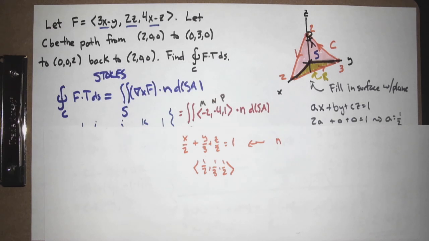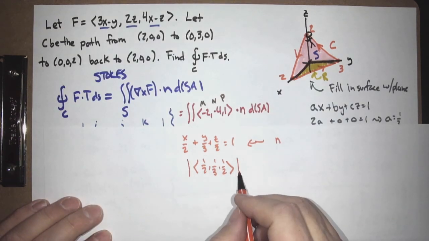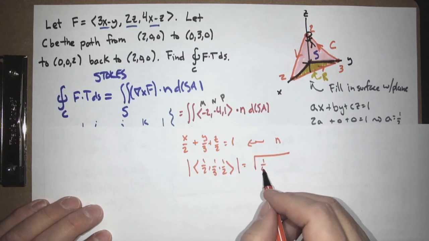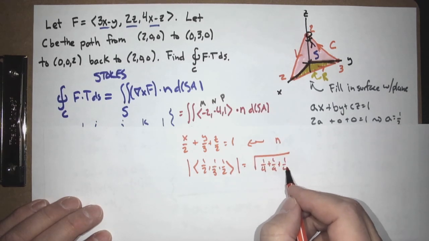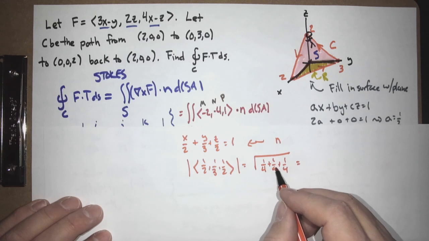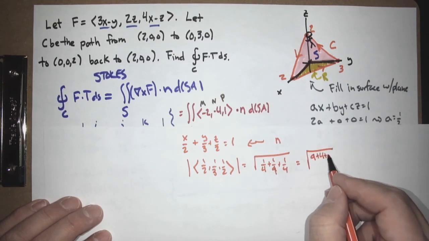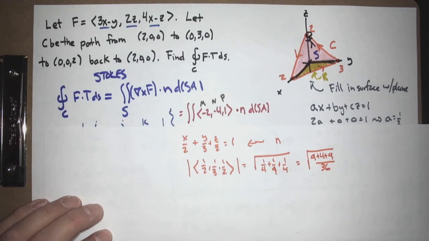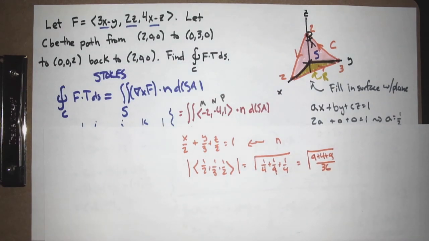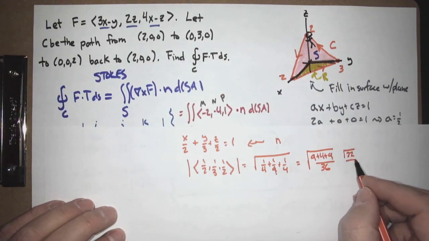So we need to make it length 1. So we need to scale it. What do we need to scale by? Well, find the magnitude. So that's 1/4 plus 1/9 plus 1/4. And a common denominator here would be 36. So you get 9 plus 4 plus 9 over 36. And 9 plus 4 plus 9 is 22. So we end up with square root of 22 over 6.